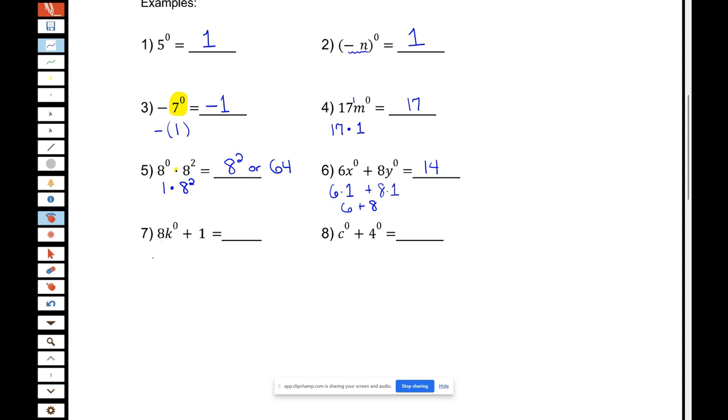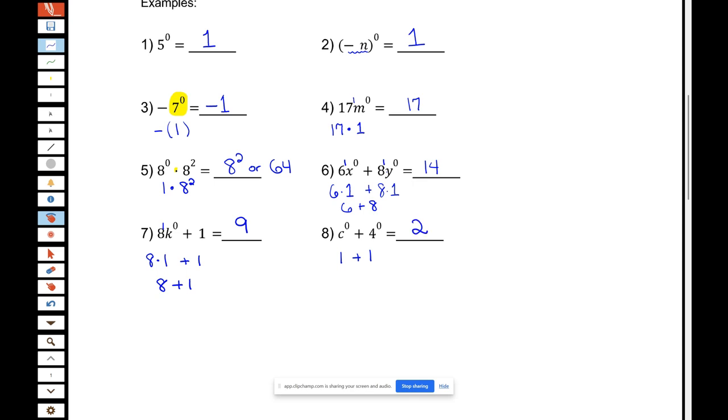Number 7, we have 8 times 1 plus 1, because k to the 0 is 1. We have to remember, on these little numbers that don't have powers, the powers are understood to be a 1. So we have 8 plus 1, which is 9. C to the 0 is 1. 4 to the 0 is 1, and 1 plus 1 is 2.